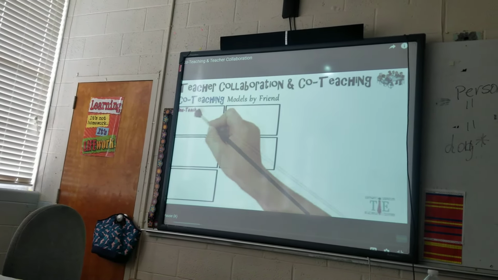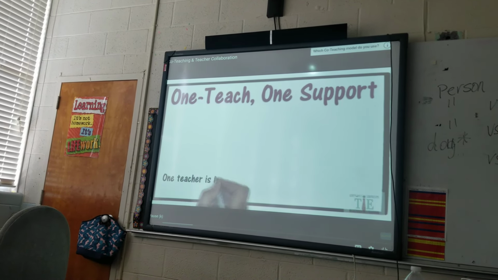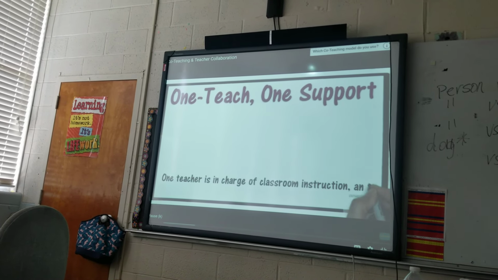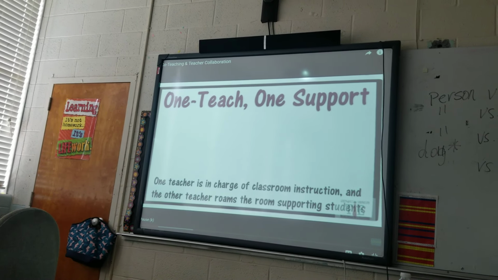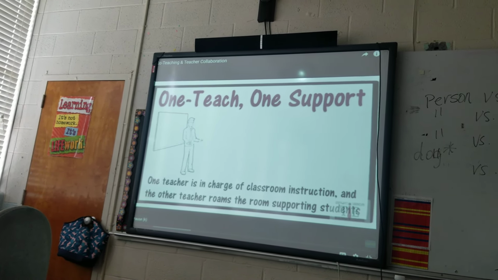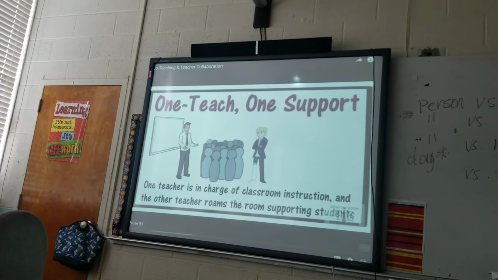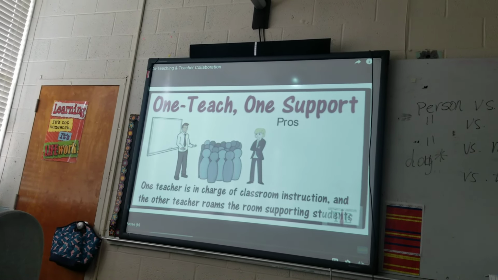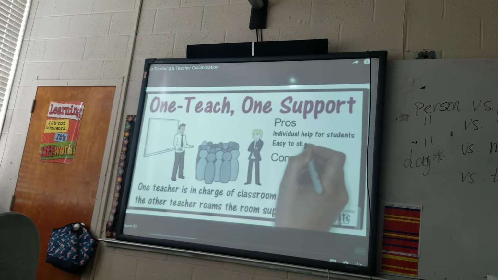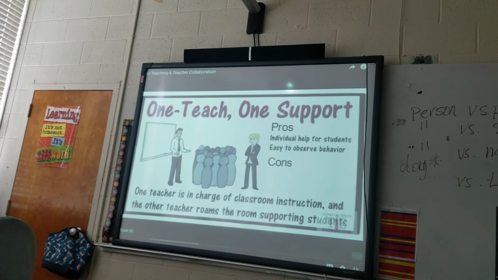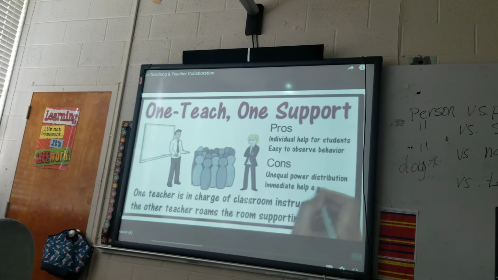The first one up is one teach, one support. In this model, one teacher is in charge of the classroom instruction, and the other teacher roams the room supporting students. So here's what it looks like. You'll usually see a general education teacher running the lesson, and the special education teacher walking around helping the students in any way possible. The positives include individual help for students, easy to observe behavior. The negatives are unequal power distribution, and students immediately expect help.